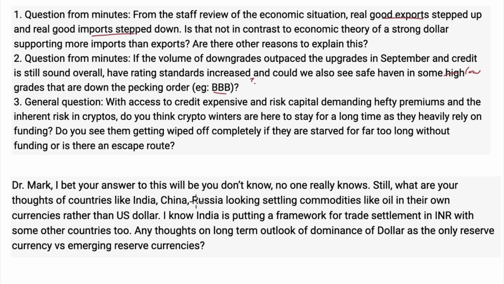Let's see. I'll bet your answer to this will be you don't know. No one really knows. Still, what are your thoughts on countries like India, China, Russia looking at settling commodities like oil in their own currency rather than the US dollar? I know India is putting a framework for trade settlement with rupee, with some other currencies too. Any thoughts on long-term outlook of dominance of dollar as the only reserve currency?